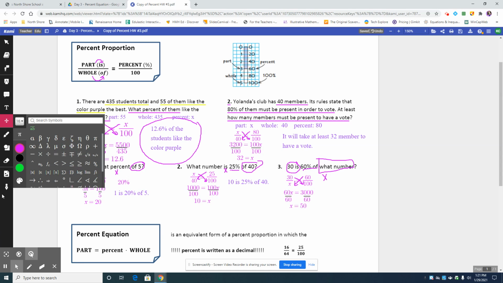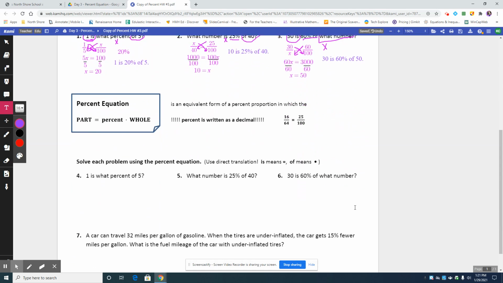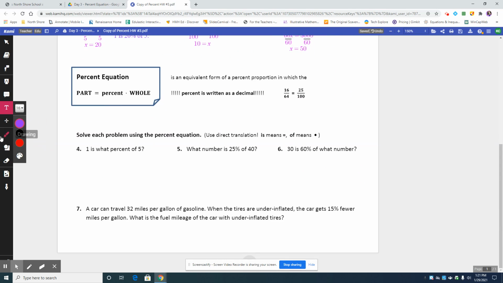Alrighty, so hopefully you did cross multiplication and you got x equal to 50. A nice target statement would be 30 is 60% of 50. Done and done. Now we're moving into the new part, which is the percent equation. I want to remind you, it goes part equals percent times your whole.